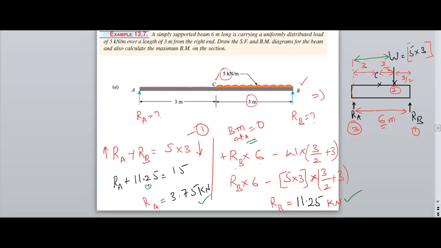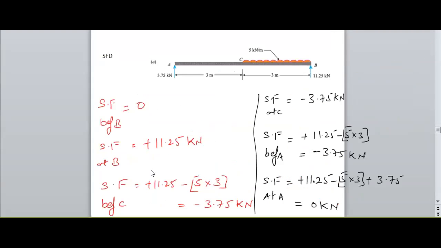So after finding RA and RB, I need to go for the procedure of the shear force diagram. Here we need to consider 3 points, A, B and C. The beginning of the UDL needs to be considered one point and the ending of the UDL another point. Again, at the same point we have a reaction force RB.